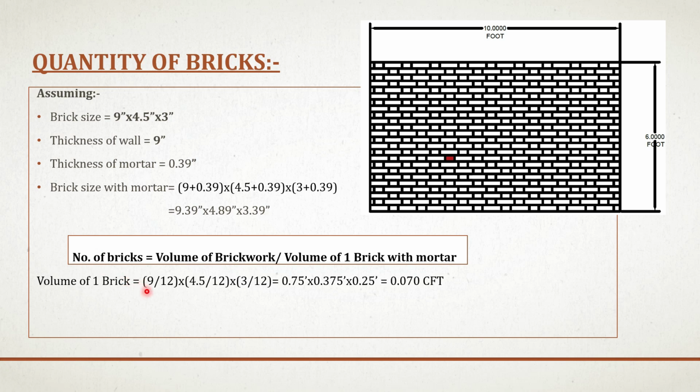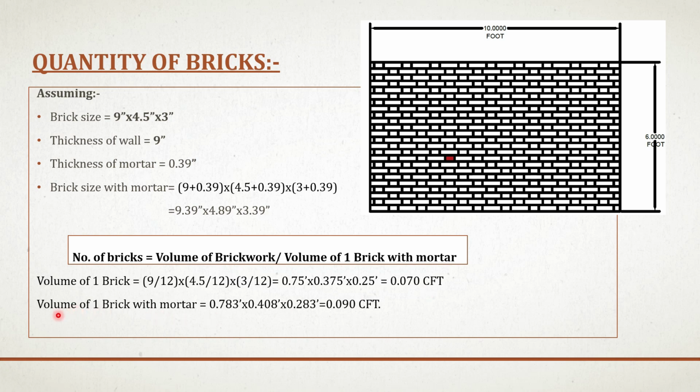Therefore, 9 divided by 12 equals 0.75 foot. 4.5 divided by 12 equals 0.37 foot. 3 divided by 12 equals 0.25 foot. So if you multiply these three values, then you will get 0.070 cubic foot. So volume of one brick is 0.070 cubic foot.